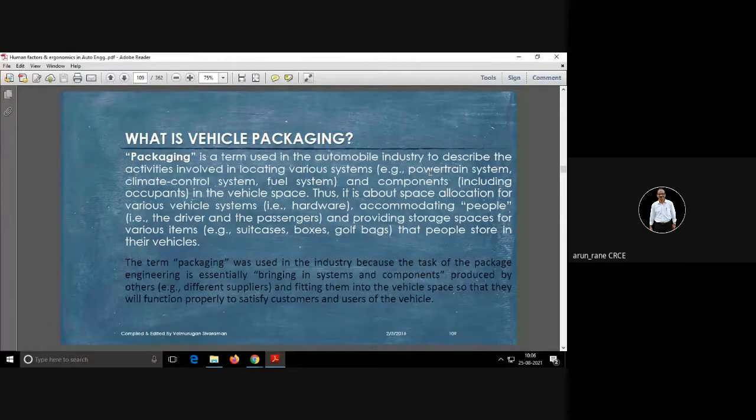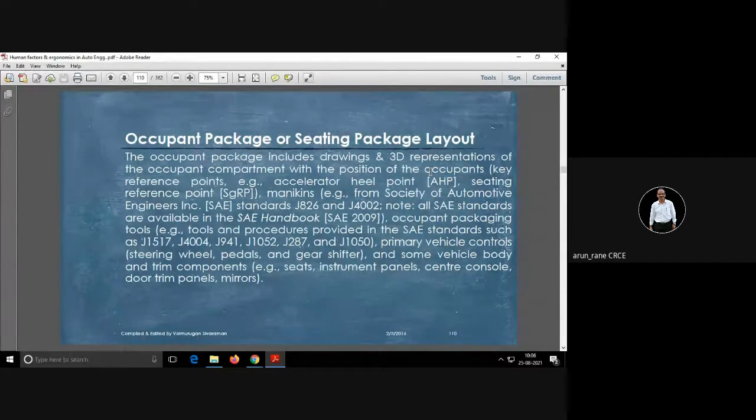Powertrain, meaning your transmission system, like engine, clutch, then gearbox, then differential, then your propeller shaft, and then your front axle, rear axle. After the rear axle, no sorry: engine, clutch, gearbox, propeller shaft, then your differential, then your rear axle, and then your wheels. So like that your powertrain, or your transmission system, is. Climate control systems, then fuel systems, right? So this is what is called the vehicle packaging systems.